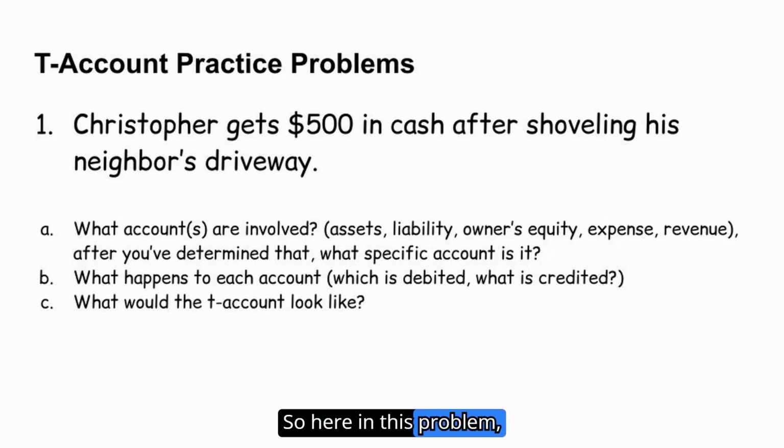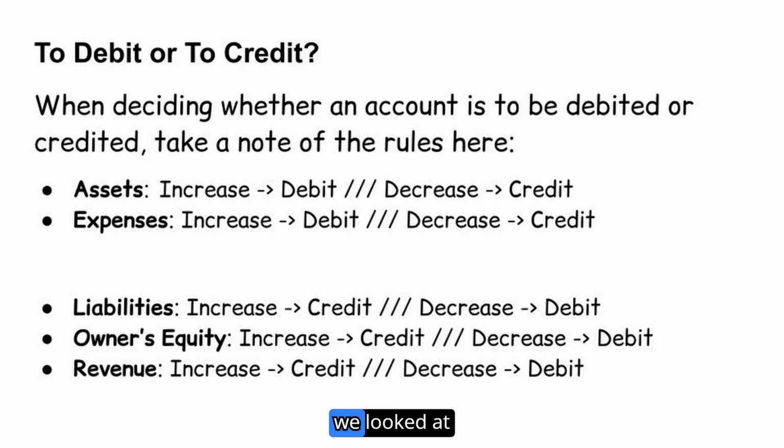So here in this problem, Chris is getting $500 in cash. What does cash fall under? It's an asset. And what is the second account that's involved here? Is it an asset, liability, owner's equity, expense, or revenue account? It's a revenue account, since Chris is generating money as a result of his services. More specifically, it's the revenue account called fees earned, as it's a service that he's provided. And with the logic we looked at earlier, since an asset in the form of cash is increasing, it's debited. And since the revenue is increased, it's credited.